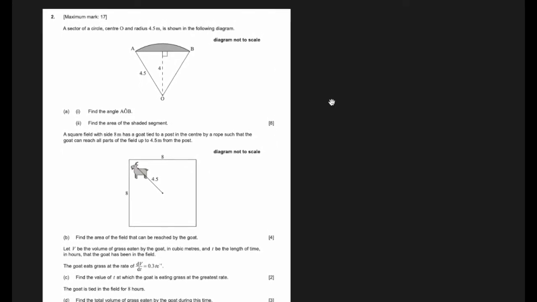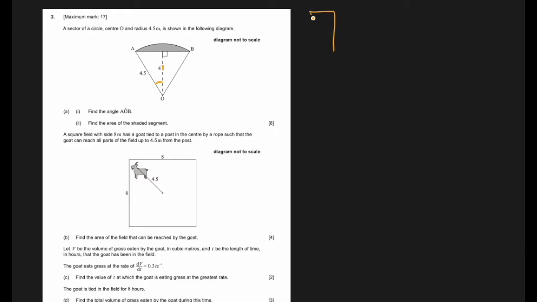Question number two. A sector of a circle center O and radius 4.5 is shown in the following diagram. You can see that. Find the angle AOB, this one. So let's find half of this angle, only this one, because we know one side 4, one side 4.5 here. So we can find this angle.